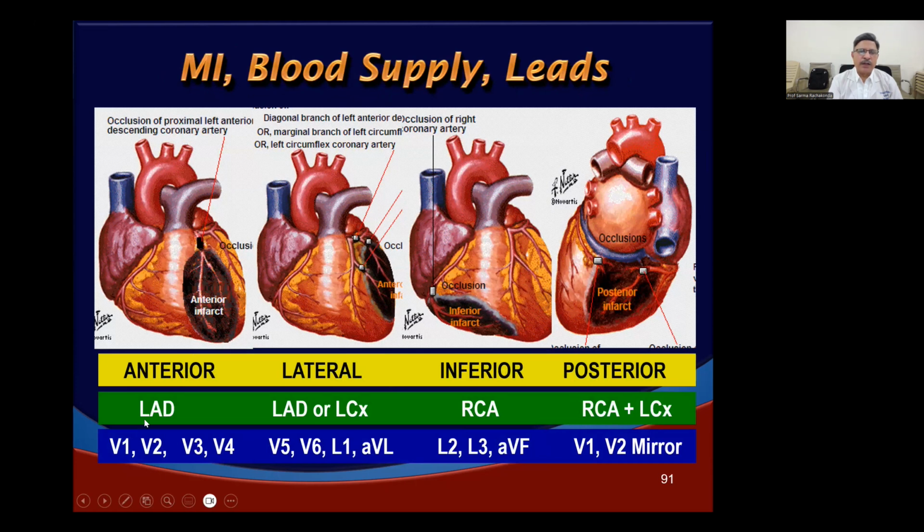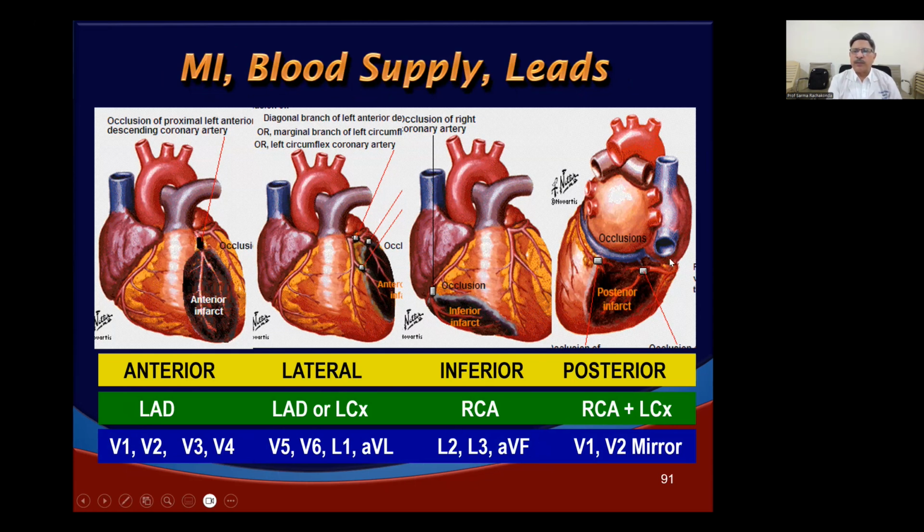Anterior wall infarction, LAD is the culprit vessel, changes are in V1, V2, V3, V4. Lateral wall infarction, LAD is the culprit vessel or LCX, V5, V6, L1, AVL. Inferior wall infarction, this is the diaphragmatic surface or the inferior surface. Right coronary artery is the culprit, L2, L3, AVF are the leads which show it.